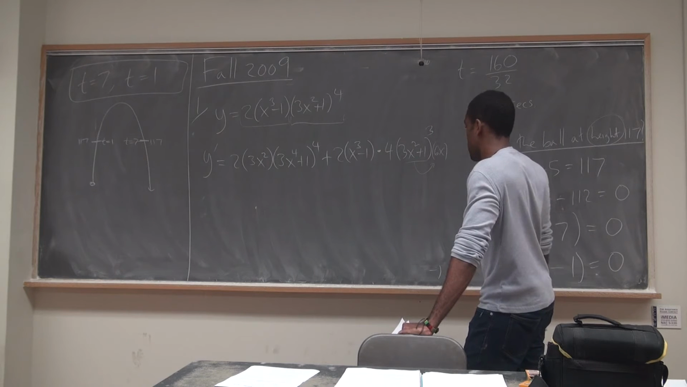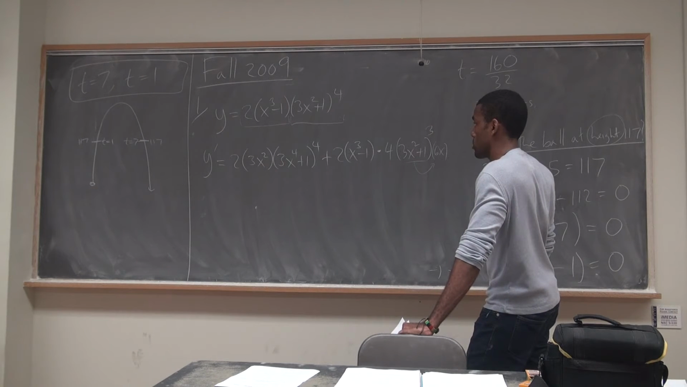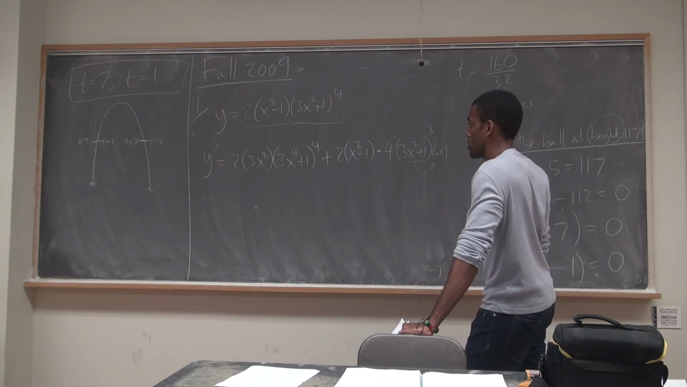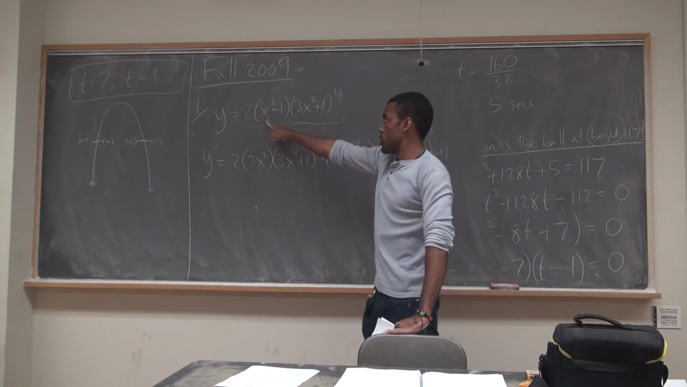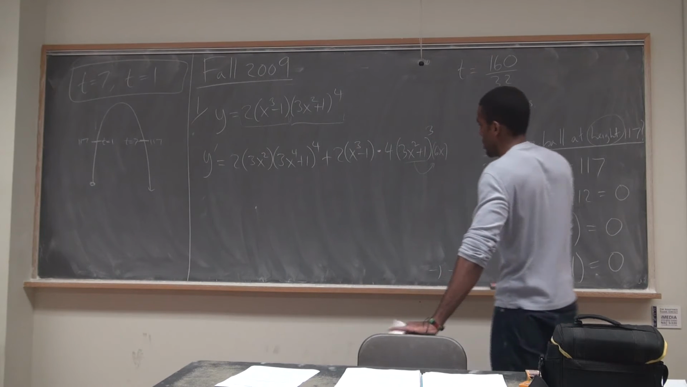Question. When we first started, can we distribute the 2 to the x cubed minus 1 or no? You could. Okay. To write this as just 2x cubed minus 2? Yeah, that's okay. Okay.